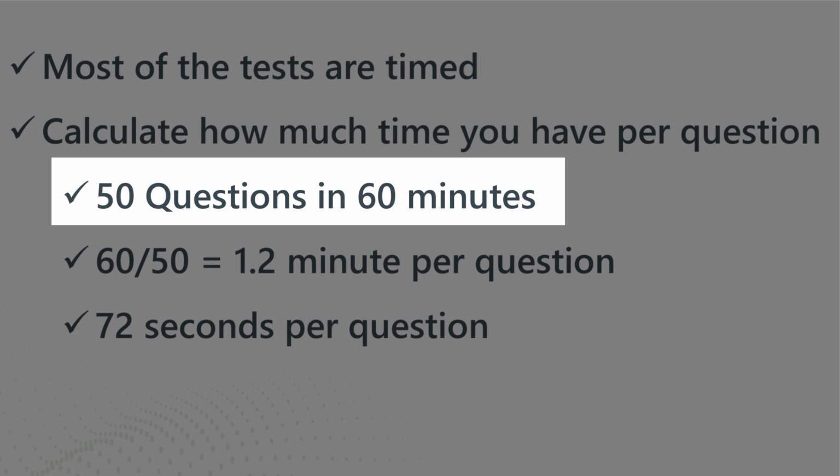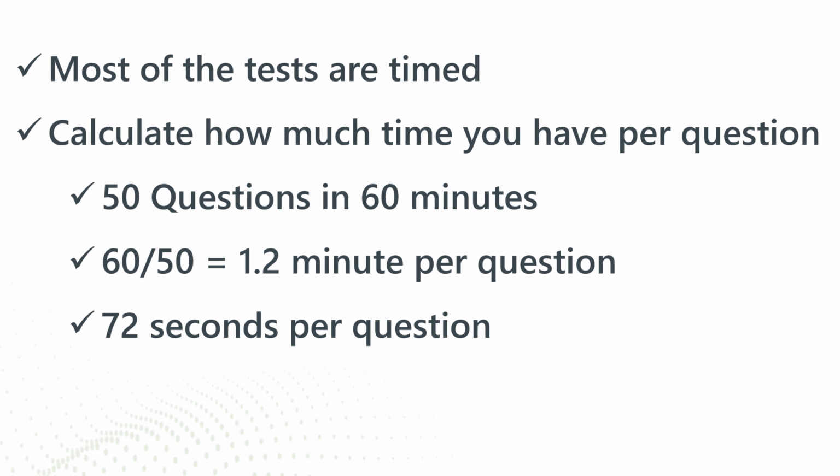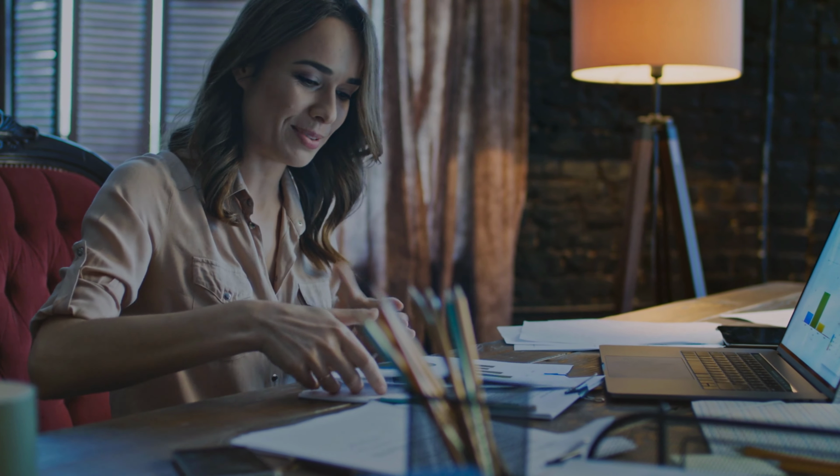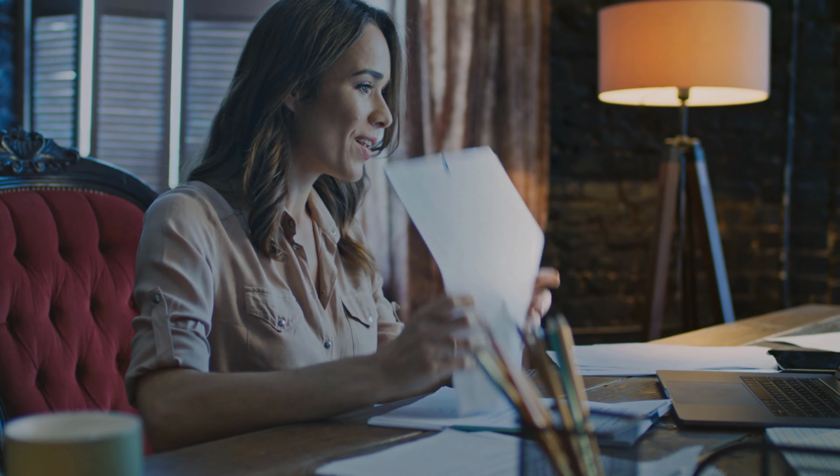One thing you can do to increase your chances of passing the test is to calculate how much time you have per question. For example, if you have 50 questions that you need to complete in 60 minutes, you can do a quick math in your head. By dividing 60 by 50, it will give you the answer that you need about 1.2 minutes per question, which is the equivalent of 72 seconds per question. Having this information handy will tell you how much time you need to allocate per each question. Now let's continue and get you ready for the assessment test.